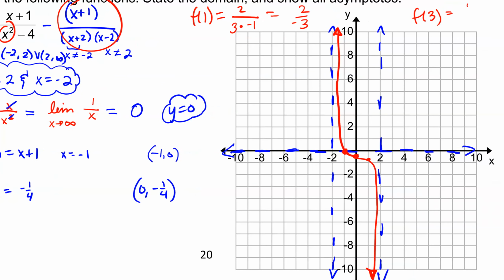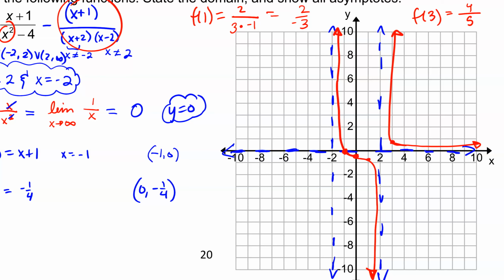3 plus 1 is 4 over 3 squared is 9 minus 4 is 5. Is 4/5 above my horizontal asymptote or below? Above, because it's positive. Surprise. Okay, guess what? I have a point here. Follow the asymptotes. That's it. I can't cross my vertical, and now, guess what? I'm at my end. Here's my end behavior. Oh, I can't cross my horizontal now.